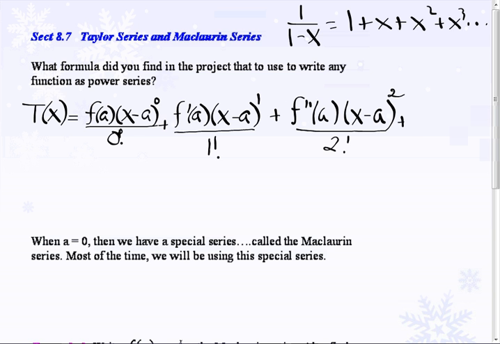Plus f triple prime of a, sorry, x minus a cubed.